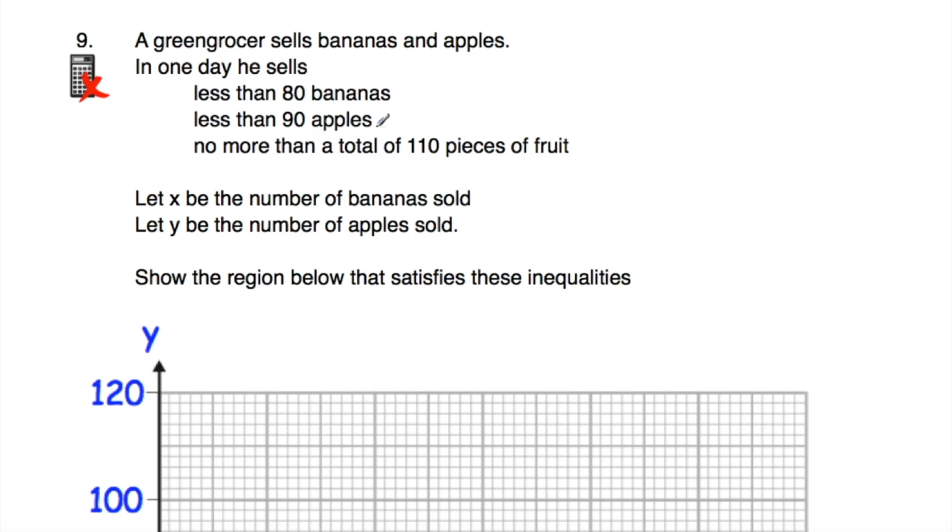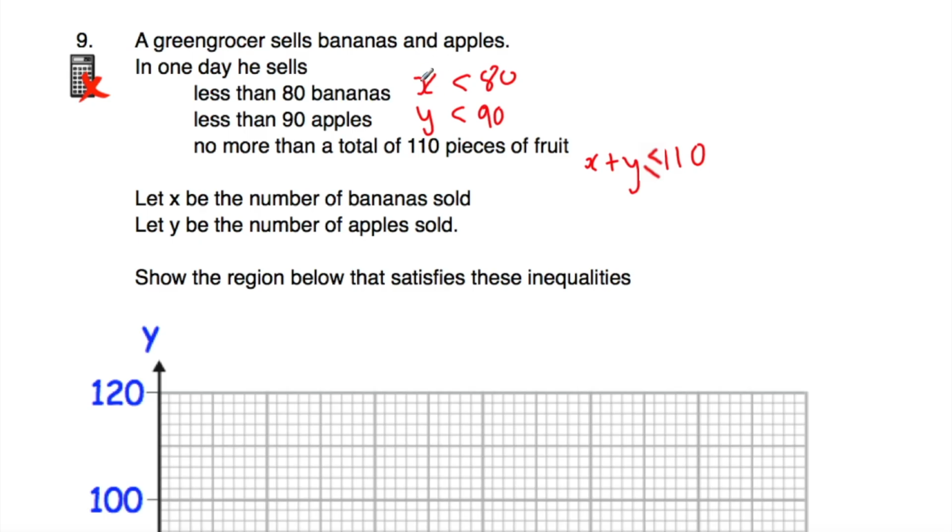Okay, so let's write the inequalities down. X is the number of bananas sold, and we're told that in that day he sells less than 80 bananas. So that means that X is going to be less than 80. And then we're told that the number of apples sold is less than 90. So Y, which is the number of apples sold, is less than 90. And then also there's no more than a total of 110 pieces of fruit sold. So that means that X plus Y is less than or equal to 110. So we have got our three inequalities. Now we just need to draw those on the grid.